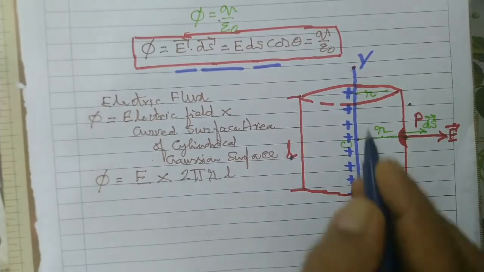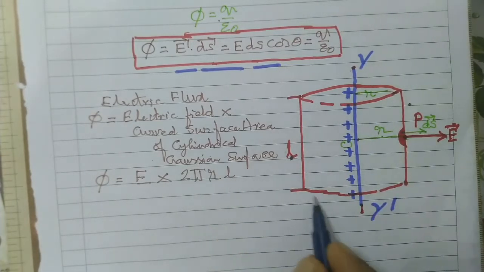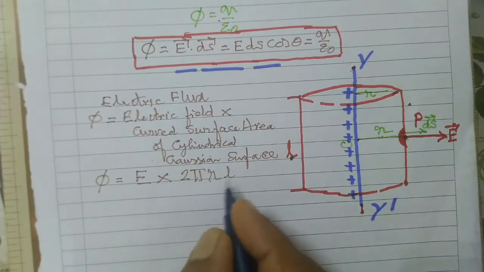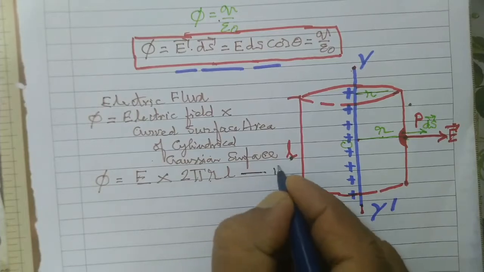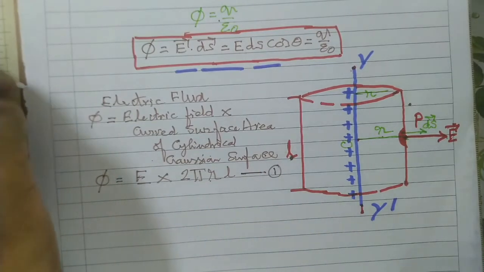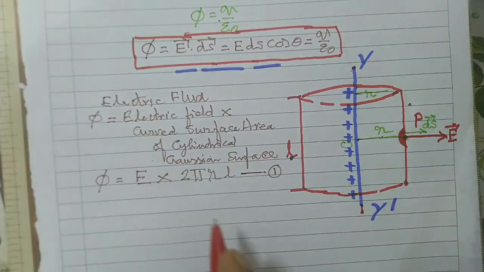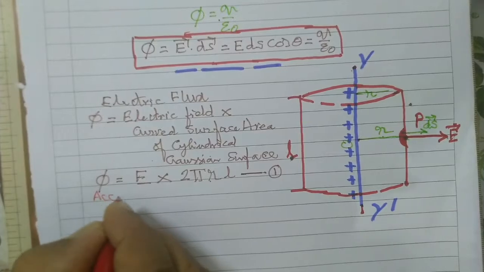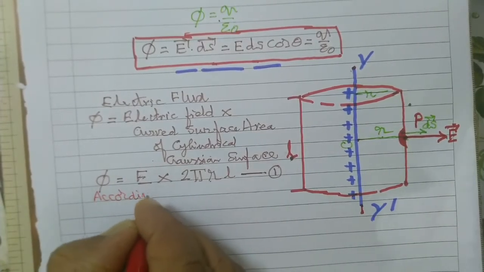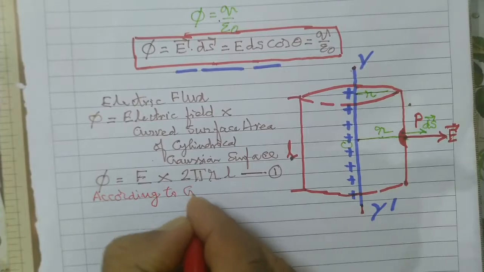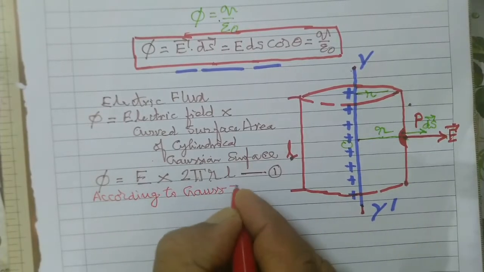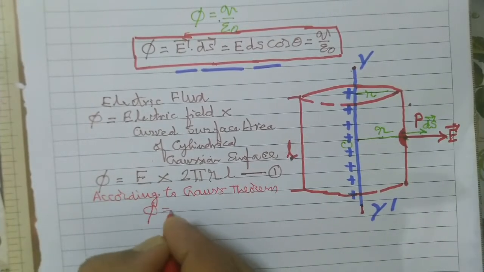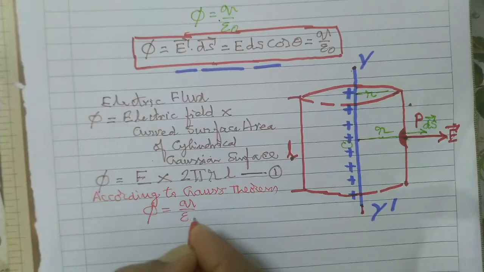R stands for the radius of the cylindrical Gaussian surface. L is the length, I mean to say height actually. Now E into 2 pi RL. Let us consider this as equation number 1. Now let us go to the next one, Gauss theorem. According to Gauss theorem, phi is equal to q by epsilon 0. So we are applying the Gauss theorem here.